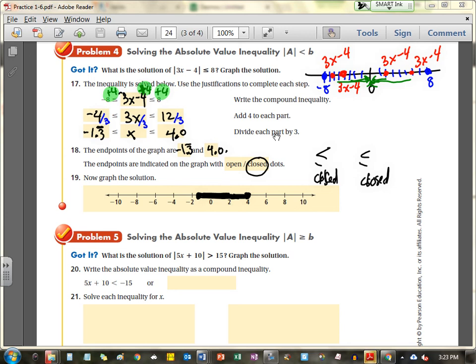Okay, now this is technically called an AND problem. And the reason it's an AND problem is because if I put my finger right here, I can honestly say that my finger is greater than negative 1.3 and less than 4 at the same time. Like I can literally point right there, boom, and I'm satisfying both of these possible statements. So we call that an AND situation.